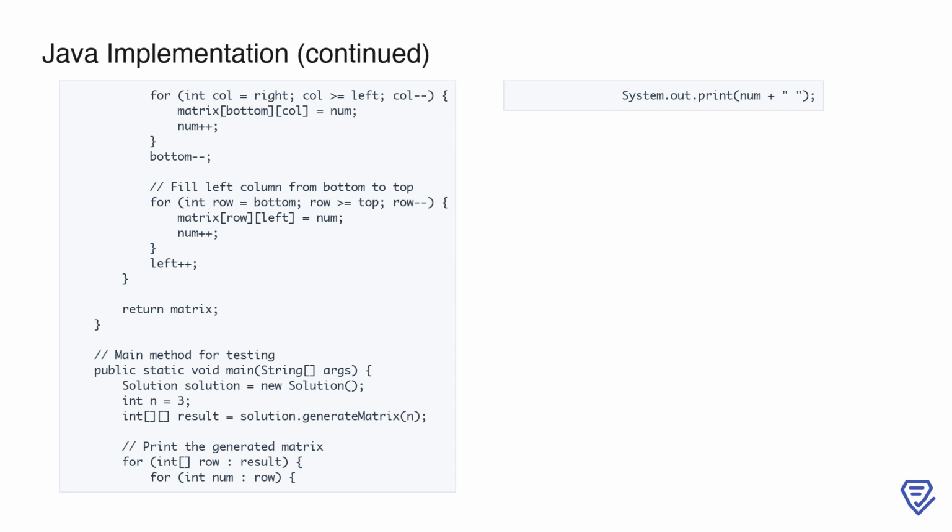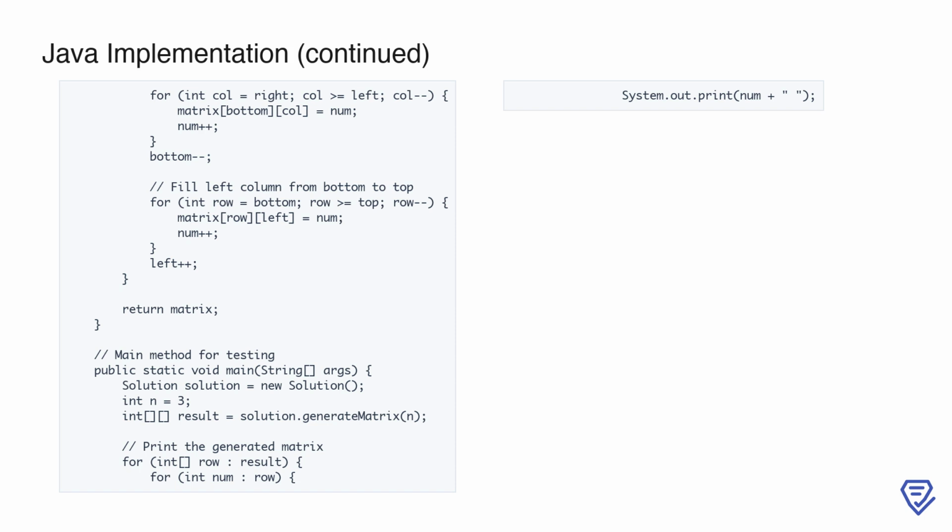After completing the right column, we move to the bottom row. Here, we iterate from the right boundary to the left boundary in reverse order, assigning the current value of number to each cell and incrementing number accordingly. Once the bottom row is filled, we move the bottom boundary up by decrementing it. Next, we fill the left column, this time iterating from the bottom boundary up to the top boundary. Similar to before, each cell is updated with the current value of number, which increments at each step. Finally, we move the left boundary to the right by incrementing it.